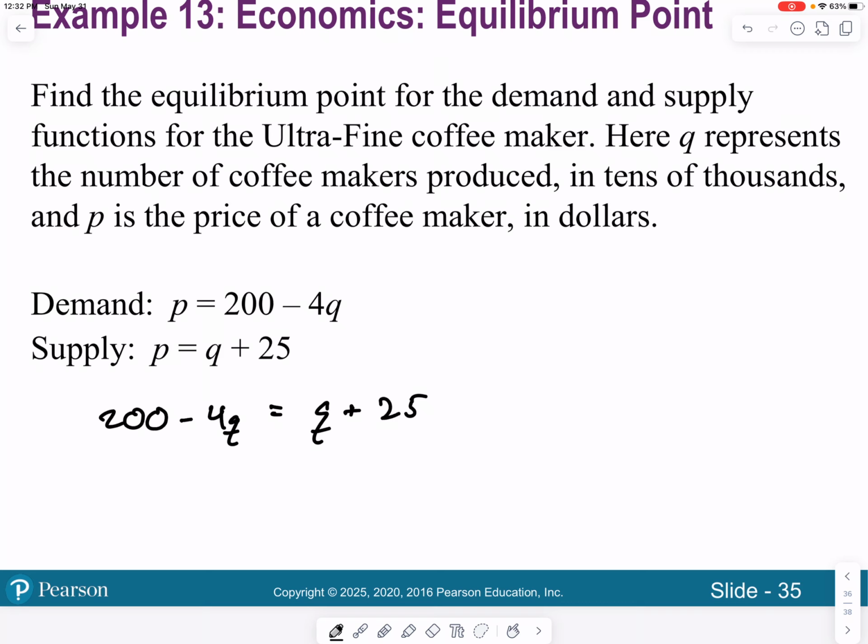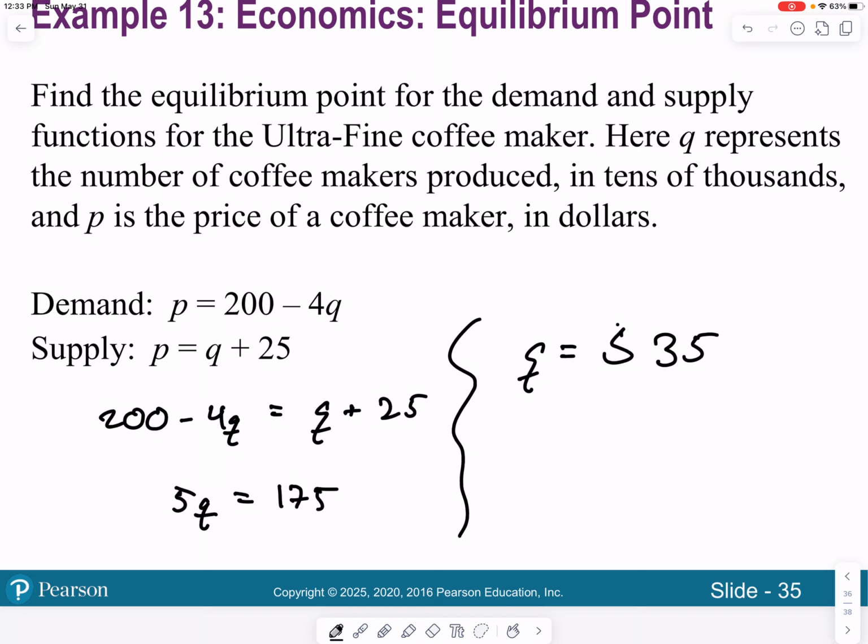Add the 4Q to both sides and subtract the 25. Eventually you'll get 5Q equals 175. I'll keep working over here. So then Q equals, what is that, a 35? So the price, coffee maker, $35. That should be how we maximize our profit, where the demand function equals the supply function.